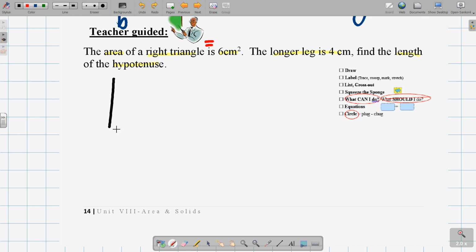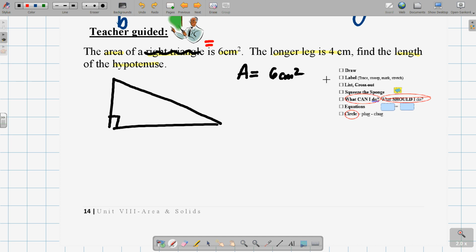Super important, you draw what you are reading. First off, it's a right triangle. And the area is 6 centimeters squared. Notice as I account for stuff, I cross it out. The longer leg is 4 centimeters. Our ultimate goal is to find the length of the hypo.